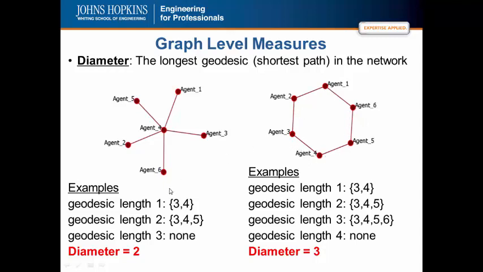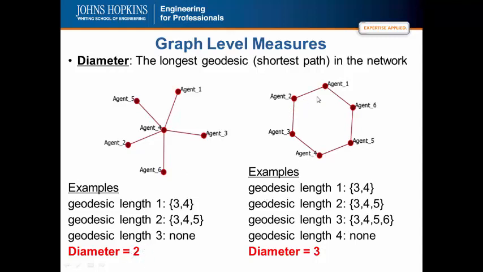So if we look at geodesics of length 1, 3 to 4 is an example of a path that has a geodesic of length 1. How many geodesics of length 2 are there, or are there any? Well, we see agent 3 to 4 to 5 is a geodesic of length 2. How many geodesics of length 3 exist? You will see none. Therefore, the diameter is 2.